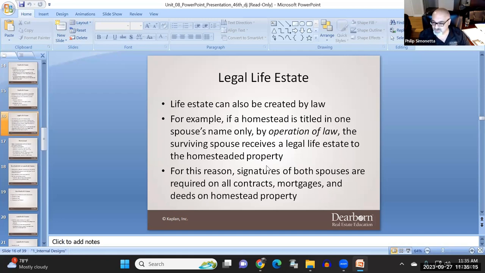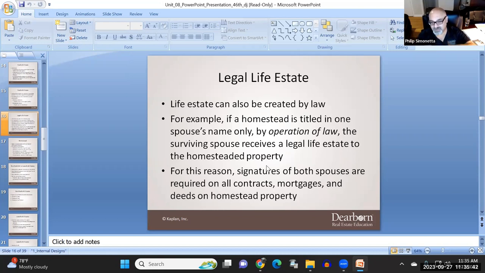If it was a normal house, not in a homestead, and it was just in one spouse's name, only that one spouse would have to sign. The exception is when it's in a homestead. You need to know that. You may be questioned on that. So if the property is homesteaded, and I'll explain to you, don't worry, just get in your head now. You don't have to remember exactly. I'm going to explain to you how homesteading works, and there's math calculations to figure it all out. I'm going to teach you all that.